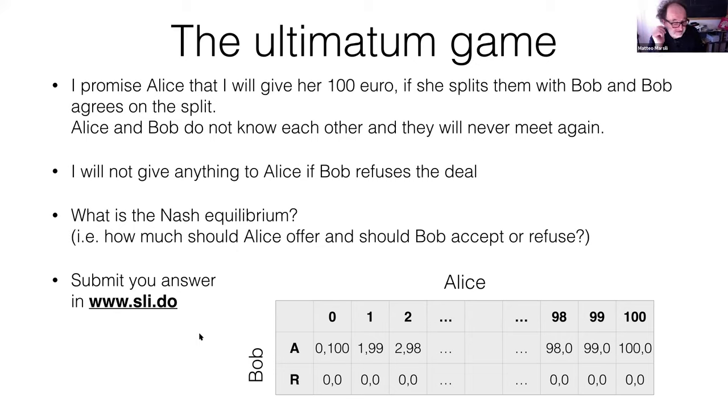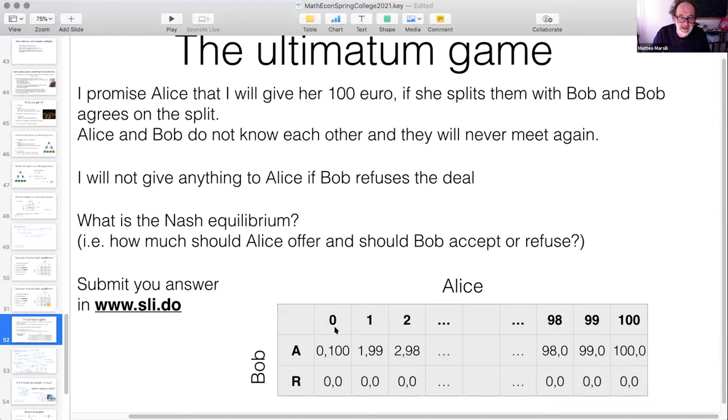Now, actually, the Nash equilibrium is when Alice gives zero to Bob, and Bob accepts. Because essentially, you see in this situation, what is the best response of Alice? What is the best response of Bob if Alice gives zero? Well, the best response is both accept and refuse. So, as a matter of fact, this is a Nash equilibrium.